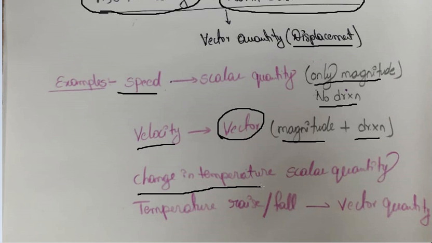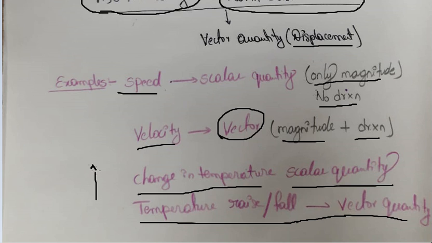Similarly, change in temperature we take as a scalar quantity, since whether the change is positive or negative we don't know, but we know a number, for example a 10 degree difference in temperature. If there is a 10 degree temperature rise, we'll term it a vector quantity. A 10 degree fall in temperature is also a vector quantity, because it has a direction, whether it's moving upward or downward.